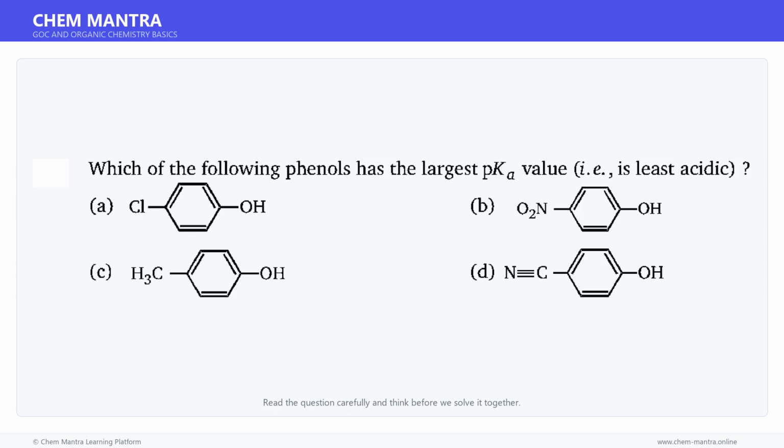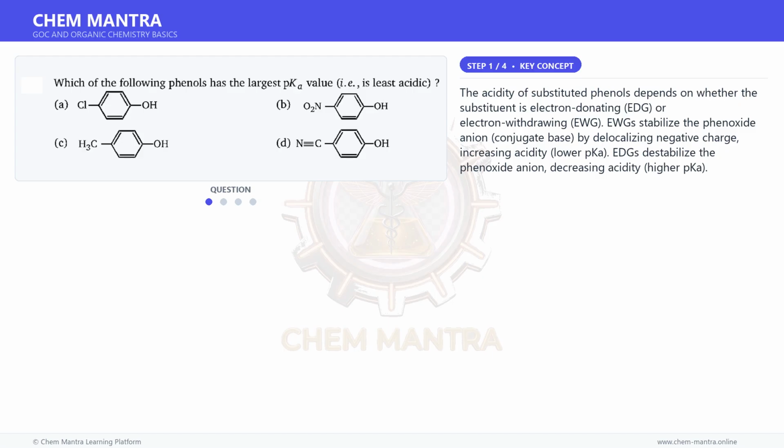Here is a question. Read it carefully and think about the answer. Let us solve it step by step. Let us first understand the key concept here. The acidity of substituted phenols depends on whether the substituent is electron donating, EDG, or electron withdrawing, EWG.